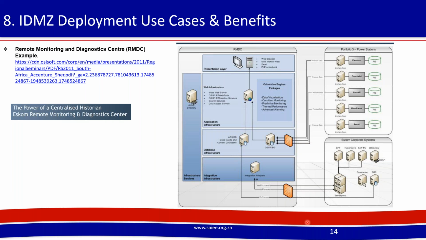Let me see. This is an example of, this is also an ESCOM initiative. This is ESCOM's Remote Monitoring and Diagnostic Center, or RMDC. Here they can monitor the entire plant. So they process data from the various DCS systems in power stations.